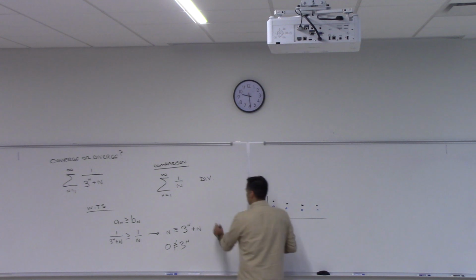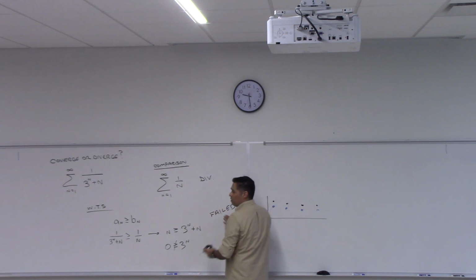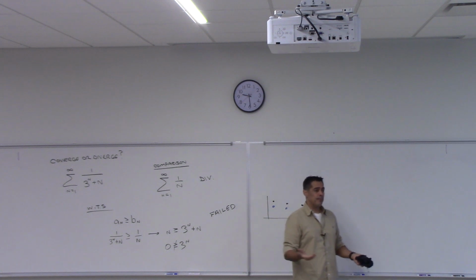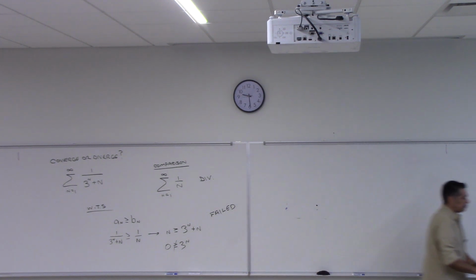So basically this failed. But that wouldn't be the end of the world. I would just try a different comparison, and then maybe now I do 1 over 3 to the n, and it would work. It would. All right, let's do another example.